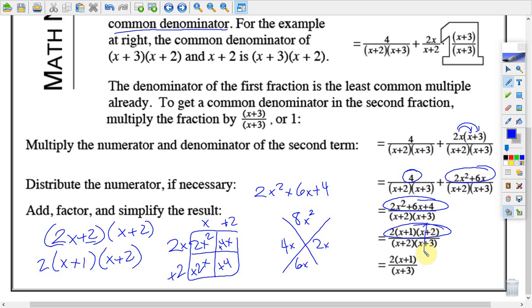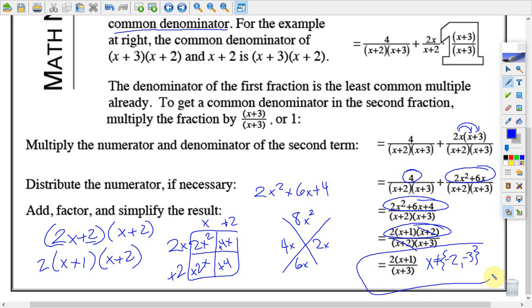You now have a big one. Those two canceling out, which leaves us with 2 times x plus 1 on the top and x plus 3 on the bottom. And we know that x cannot equal -2 or -3.